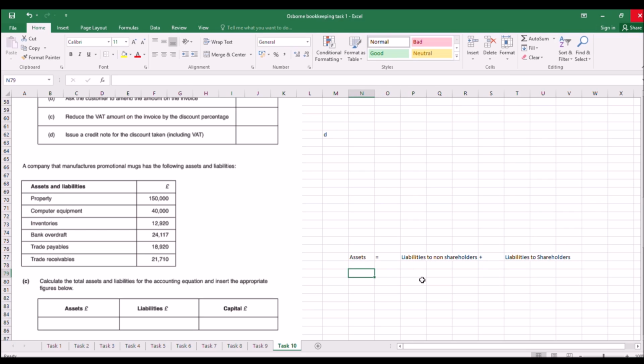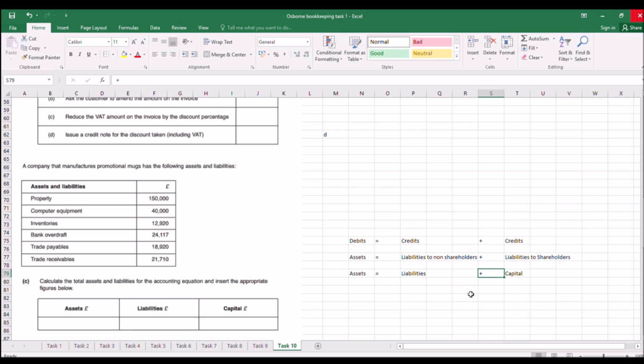And so it is assets equals liabilities plus capital. And that's because assets are debits, the liabilities to non-shareholders are credits, and the liabilities to shareholders are credits. And so debits equals credits. And that is why the fundamental accounting equation is like that.